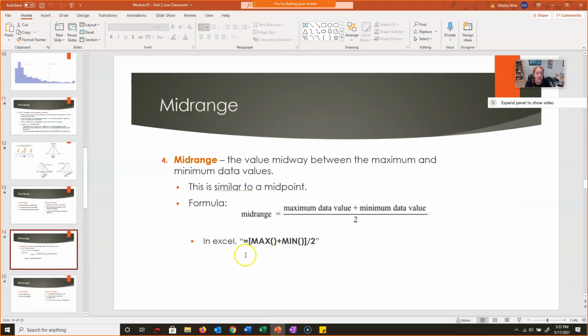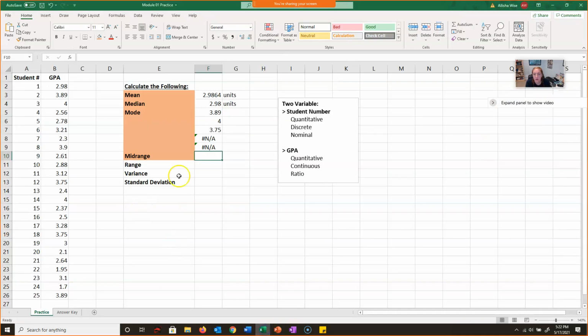So if we go down here, mid-range is a little funky. We're going to use the maximum value, add the minimum value, and divide by 2. So the mid-range is like the midpoint. If you were to take the lowest and highest point, add them together and divide by 2, you're going to get that point in the middle.